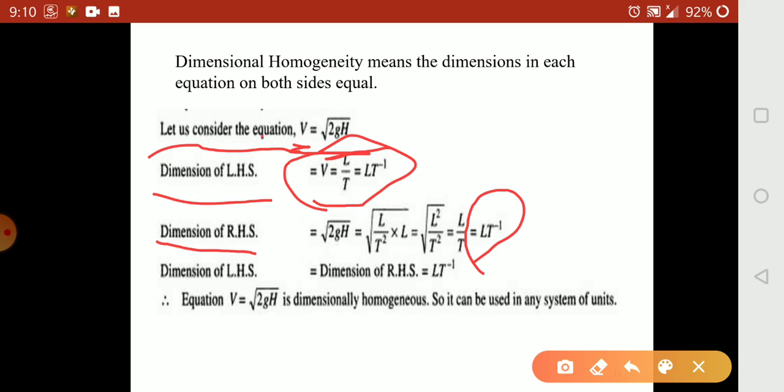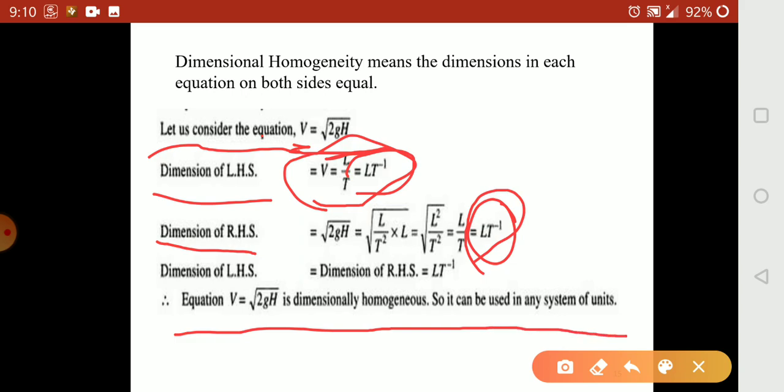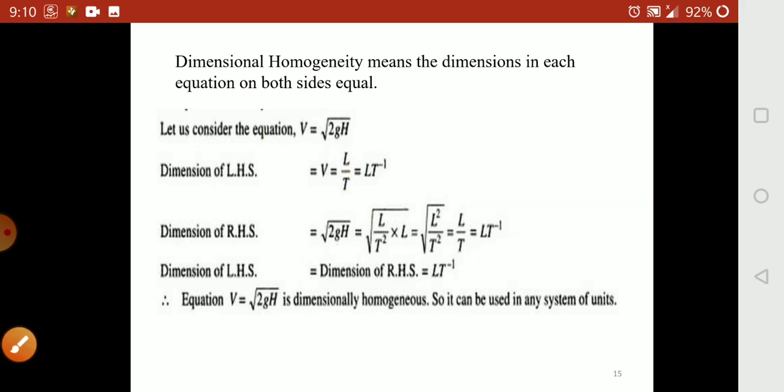That means the dimension of the right hand side is LT minus 1, and the left hand side dimension is LT minus 1. That means the equation v is equal to root 2gh is dimensionally homogeneous, so it can be used in any system of units. I think everyone will understand what dimensional homogeneity is: the left hand side and right hand side dimensional physical quantities should be equal.